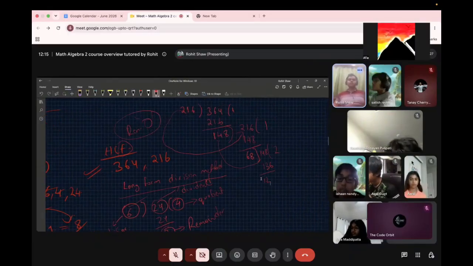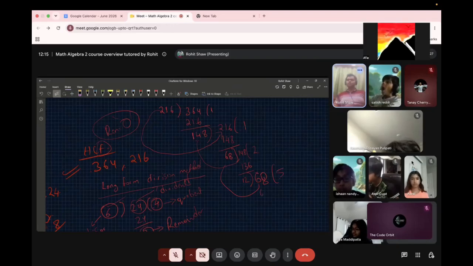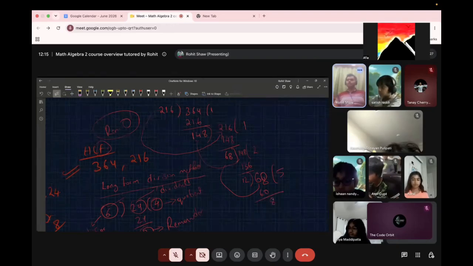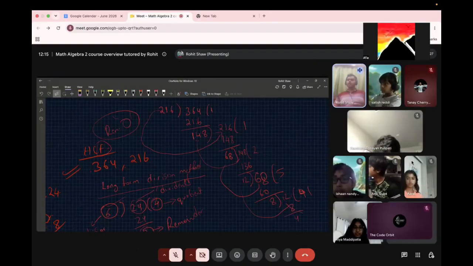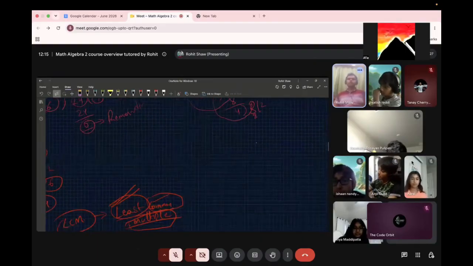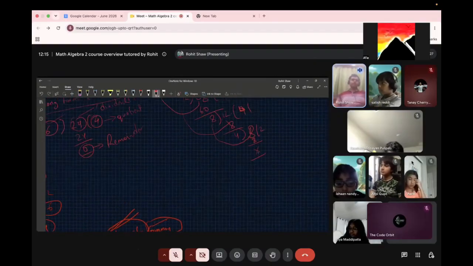So what I'll do is repeat the same process. 68. 12 5s are 60, so 8 is the remainder. So 8, again I'll repeat the process. 12. 8 ones are 8, so 4 is the remainder. And again I'll put this 8. 4 twos are 8. Now we get the remainder as 0.